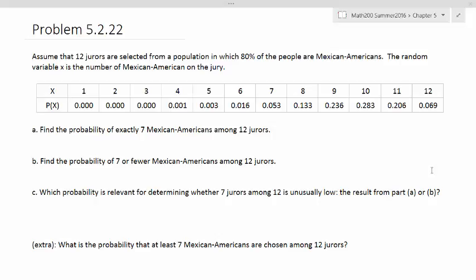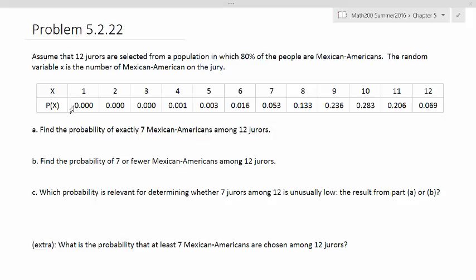This is a problem from section 5-2, similar to a homework problem. Assume that 12 jurors are selected from a population in which 80% of the people are Mexican American. A random variable X is the number of Mexican Americans on the jury of 12.